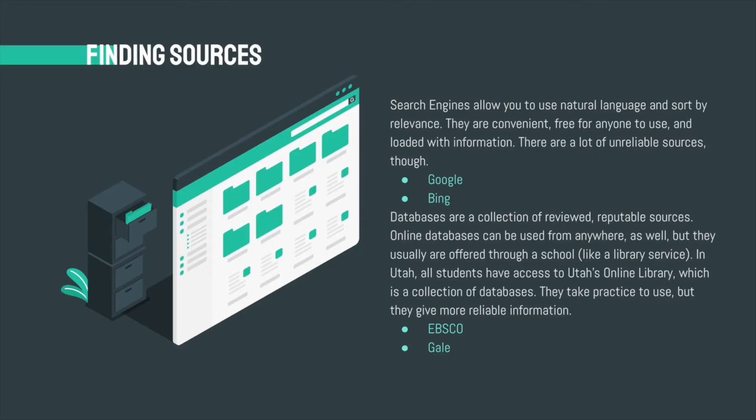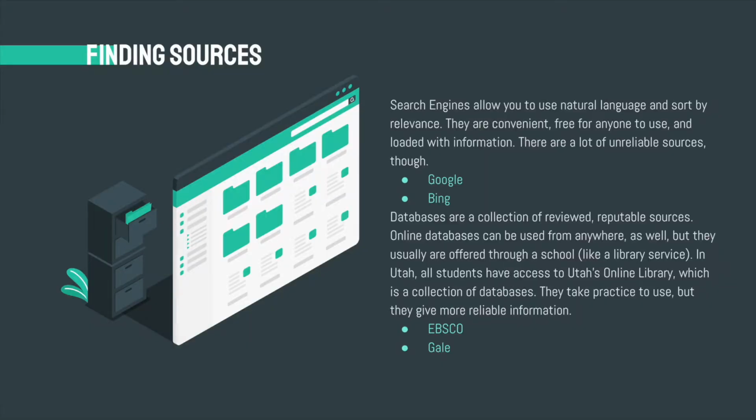Well, search engines are a great place to start. They're free, they're convenient, most of you know how to use them, but the problem with search engines is there's a lot of unreliable information. Google and Bing are like the main ones. There's also things called databases. They're like Google, but they're limited to good information.